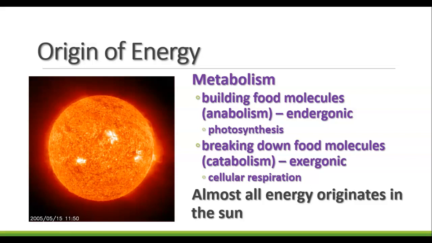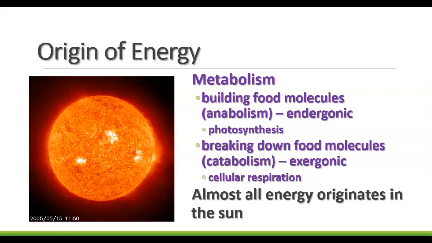Metabolism also includes breaking down food molecules, and this is a process that occurs in all living things, all cells. This is a catabolic process. It is exergonic, releases energy, and in most organisms, the main source of breaking down food molecules is cellular respiration.